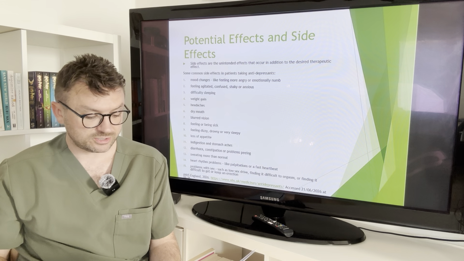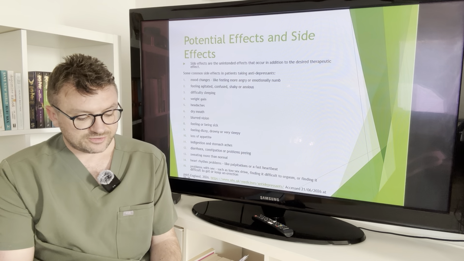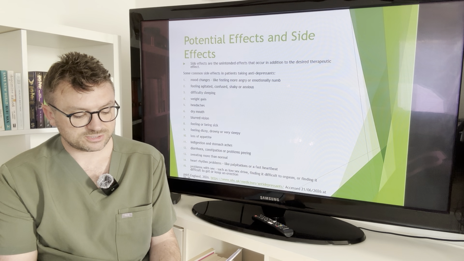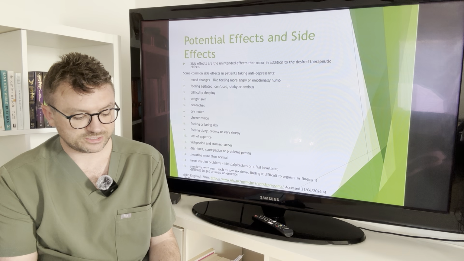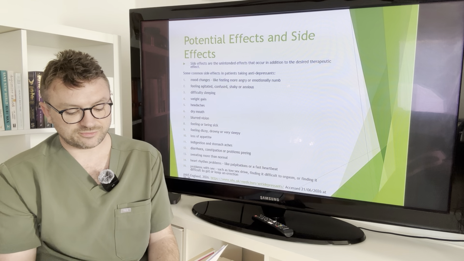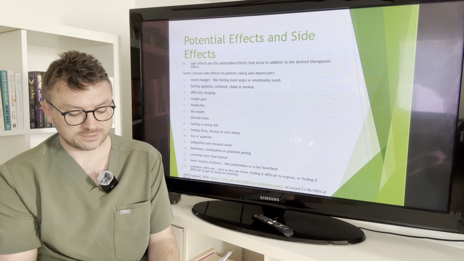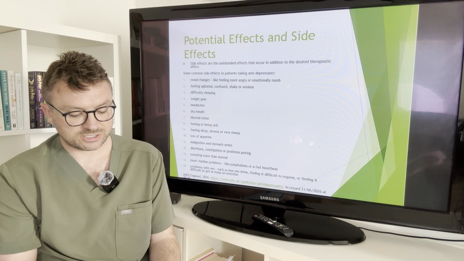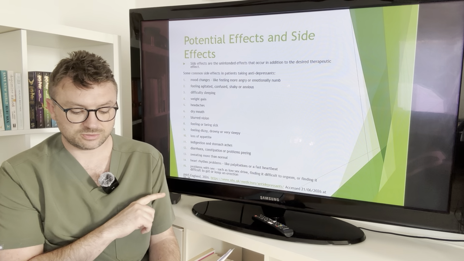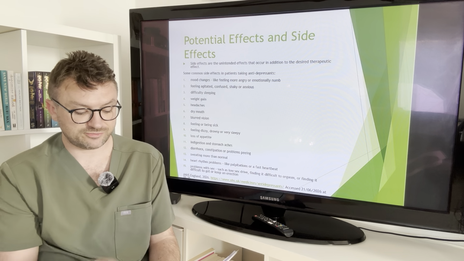We now move on to side effects. Side effects are the unintended effects that occur in addition to the desired therapeutic effect. Some side effects are relatively minor and manageable. In this slide, I have demonstrated the possible side effects of taking antidepressants. This list is from the NHS website, with information for patients on antidepressants and their side effects.